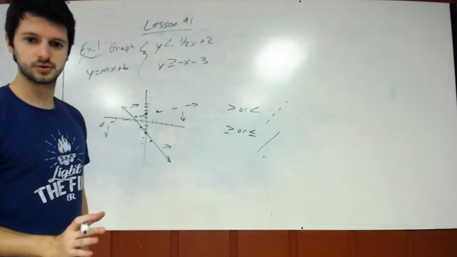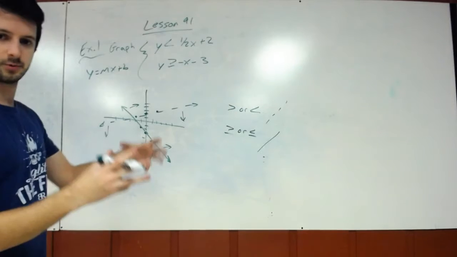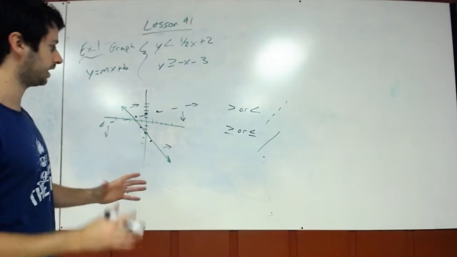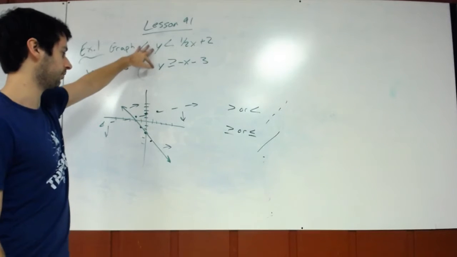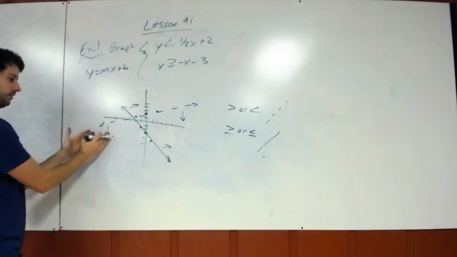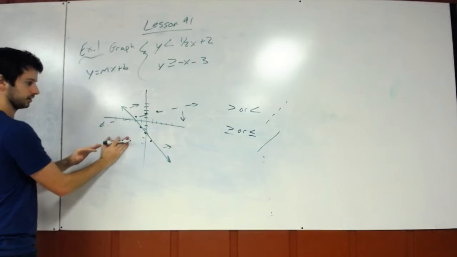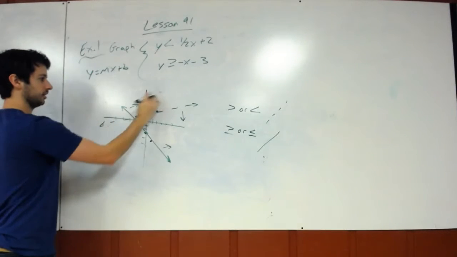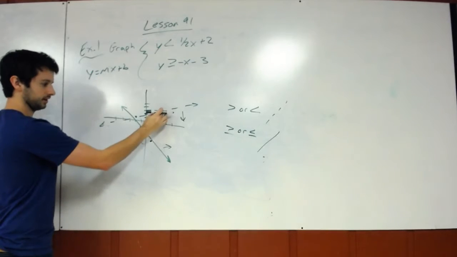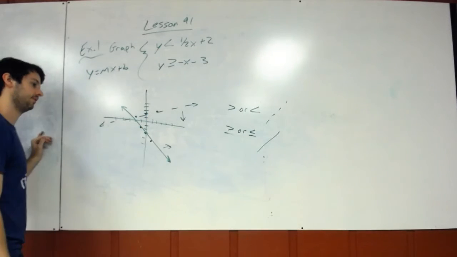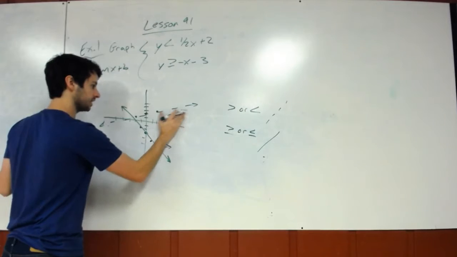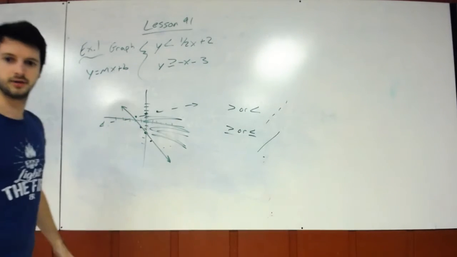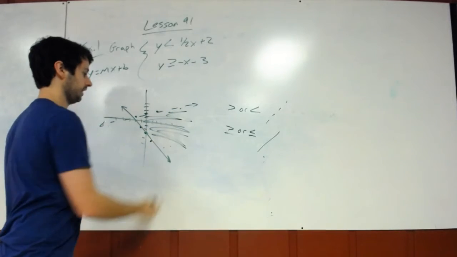Now, since I drew two lines, I'm trying to shade an area where x and y would work for both inequalities. So this area would not work because we got to be greater than this line. This area would not work because we have to be less than the dotted line. So therefore, I would shade that area. Okay, and that would be my solution.